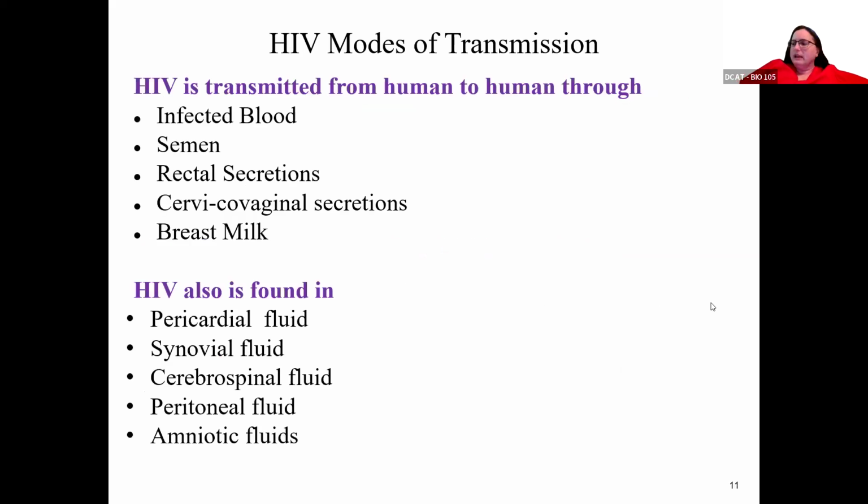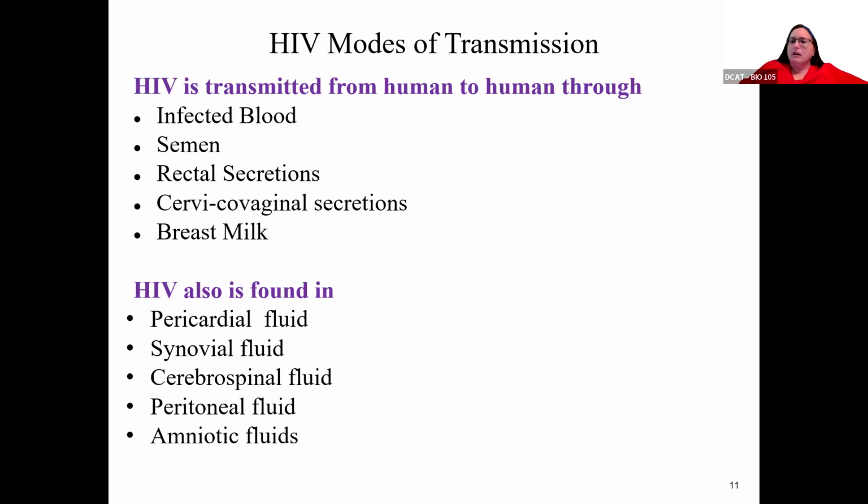So HIV is transmitted from human to human through infected blood, semen, rectal secretions, cervicovaginal secretions, and that's just the female vagina area, okay? The end of the cervix in there, the vaginal tissue in there, and then breast milk.